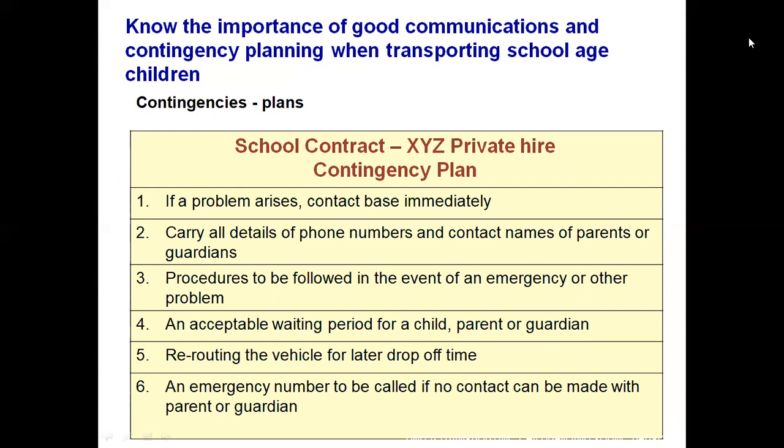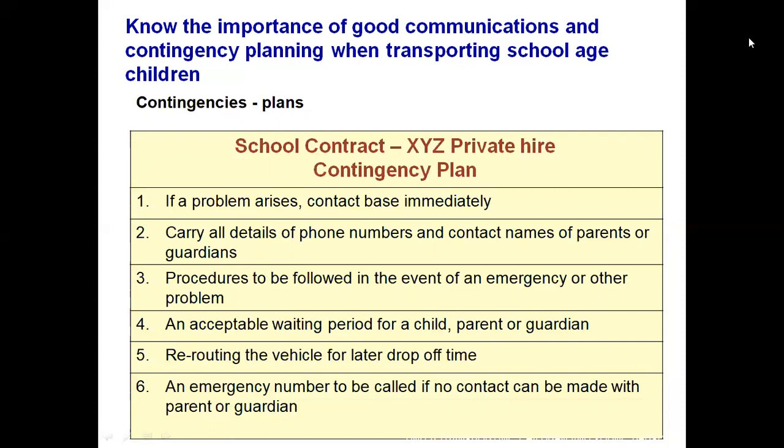Any problems? Contact the base if it's their contract. You must carry details of all phone numbers and contact names of parents and guardians and even the school. They must also have your number should they need to contact you in an emergency or to let you know that the child is not going to school that day or there's an alternative arrangement. Procedures to be followed in the event of emergency or problem: what I've said about communication. Usually parents will make their own plans and advise you of what they wish you to do.